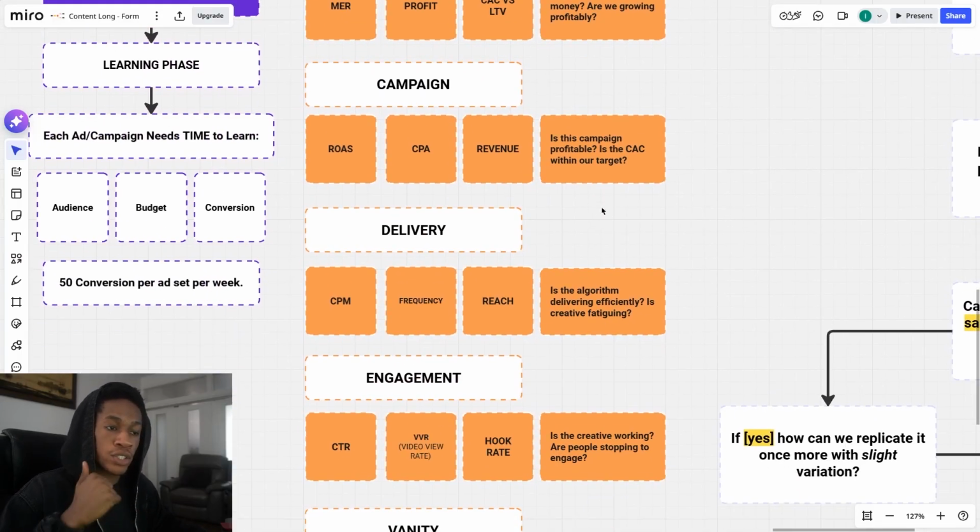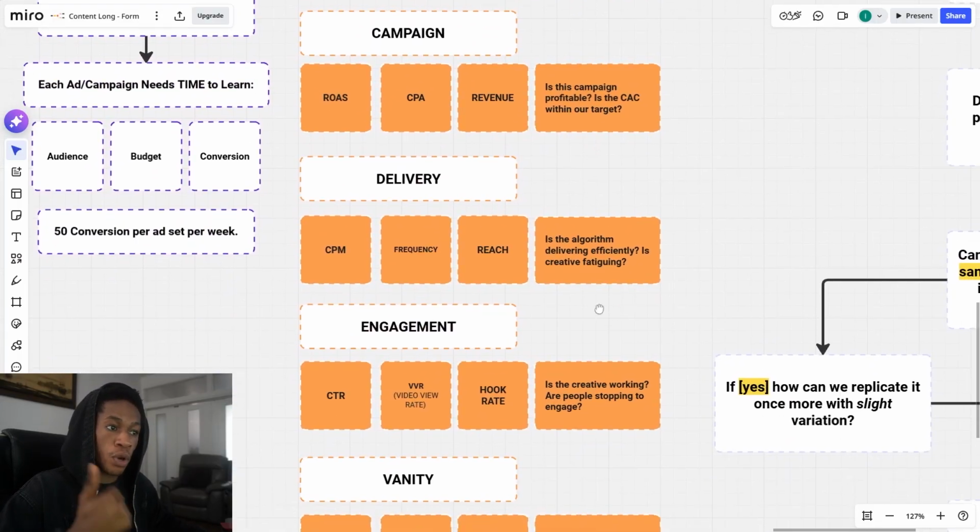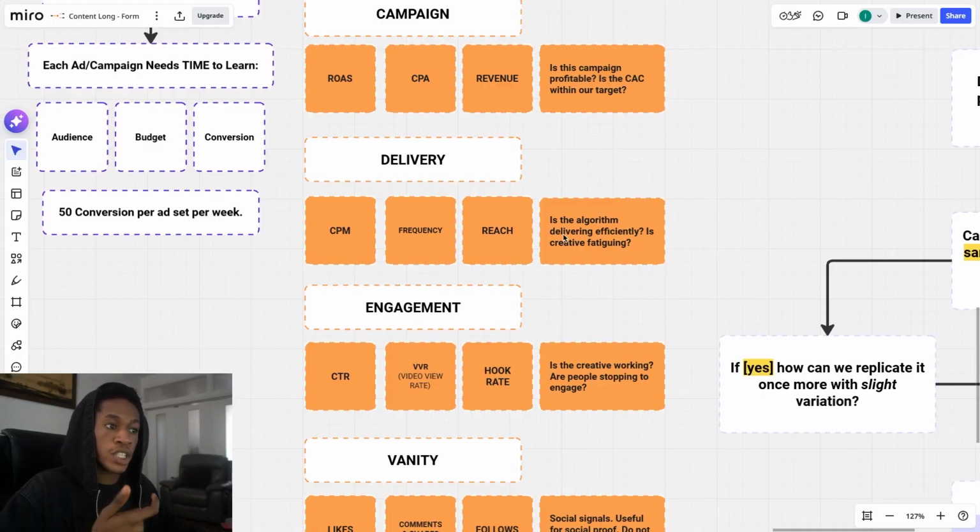The next thing we look at is your delivery. So this is your cost per mille, your frequency, and your reach. Is the algorithm delivering it efficiently? Is the creative fatiguing, right? Because one thing that people don't understand is that you can have an amazing offer, but once again, if you have a good enough offer, typically your ad shouldn't die, right? Well, that's up for debate. But the point is, your delivery is just as important as every other thing there.